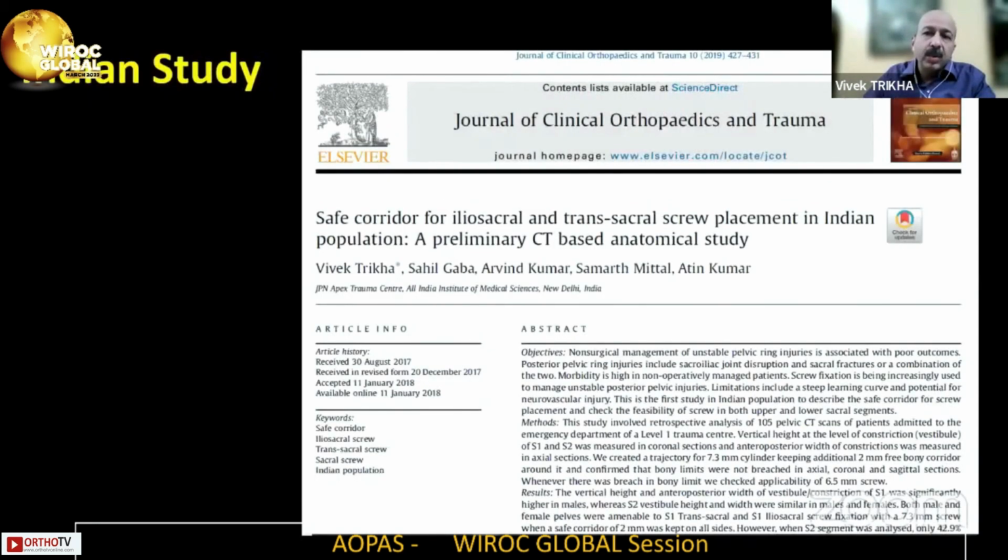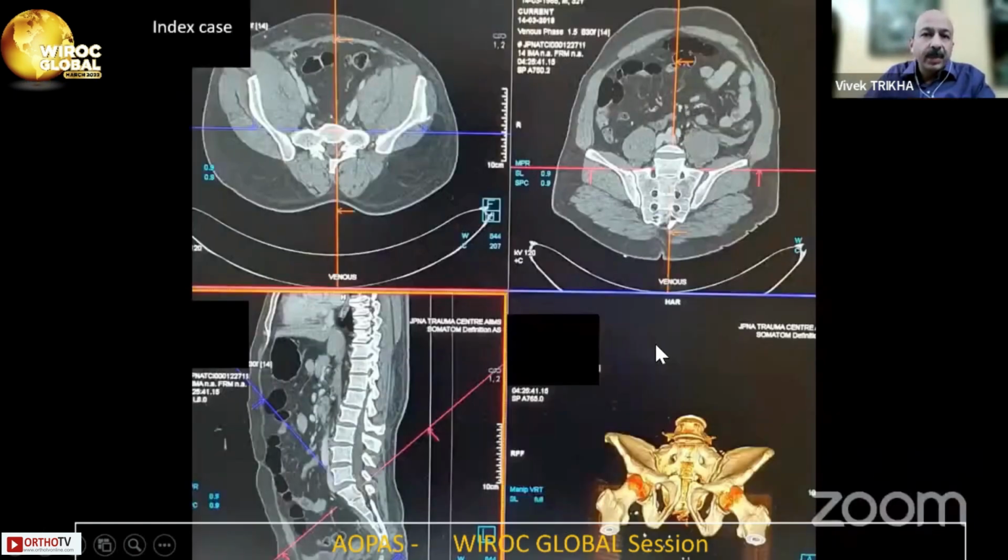Yes, this is our own paper in JCOT, where we found that yes, there is sacral dysmorphism in India. And in one of the subsequent papers, there were 300 pelvises, and we found roughly 60% had some sort of sacral dysmorphism.